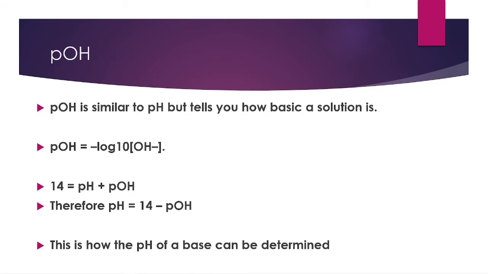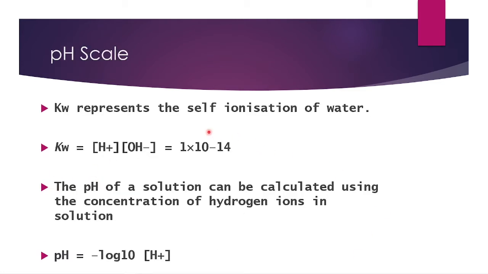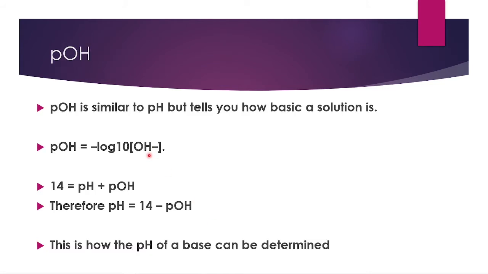The pOH is similar to pH, but tells you how basic a solution is. So instead of the pH with the concentration of H, you're looking for the pOH, so you're using the concentration of OH. This is where the information comes from before with the water part, 1 × 10⁻¹⁴. That number, 14, is kind of important because 14 is equal to the pH plus the pOH.